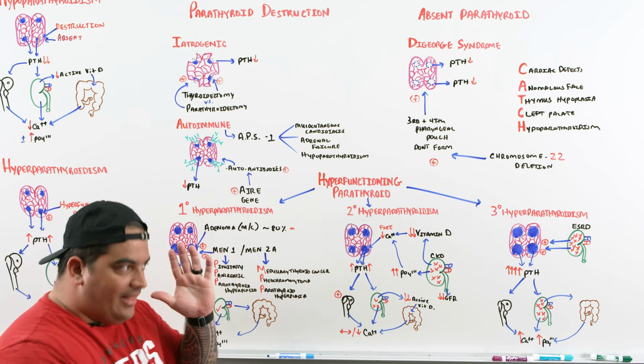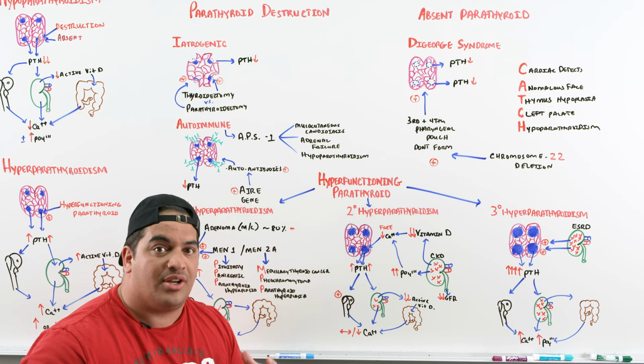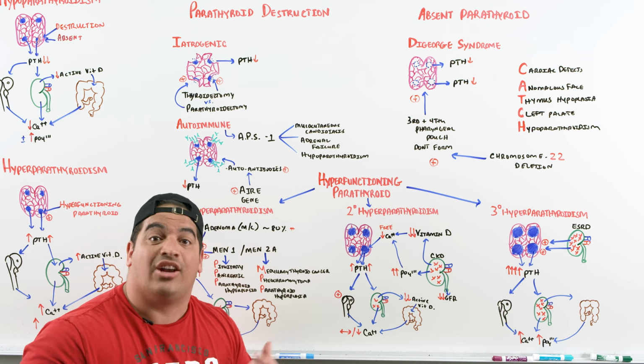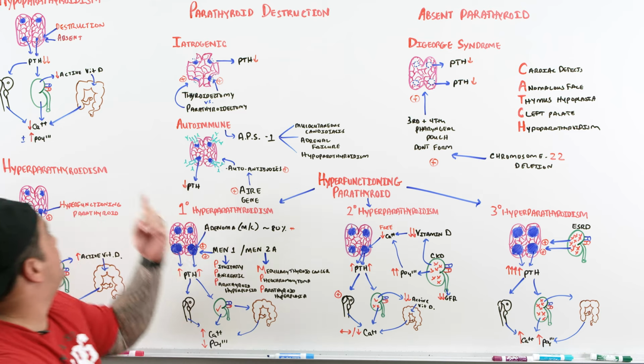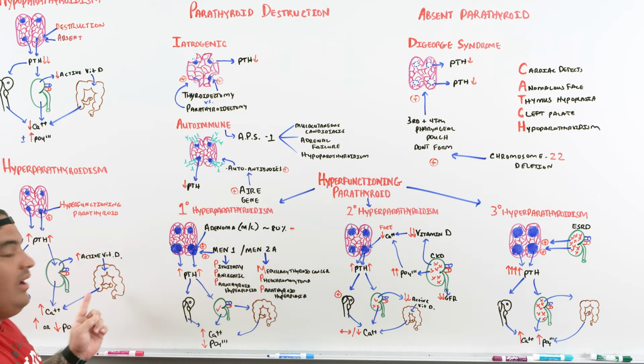All right, okay. At this point, we've talked about the parathyroid disorders with respect to pathophysiology and causes. Now what I want to do is talk about the downstream consequences of hypocalcemia and hypercalcemia.